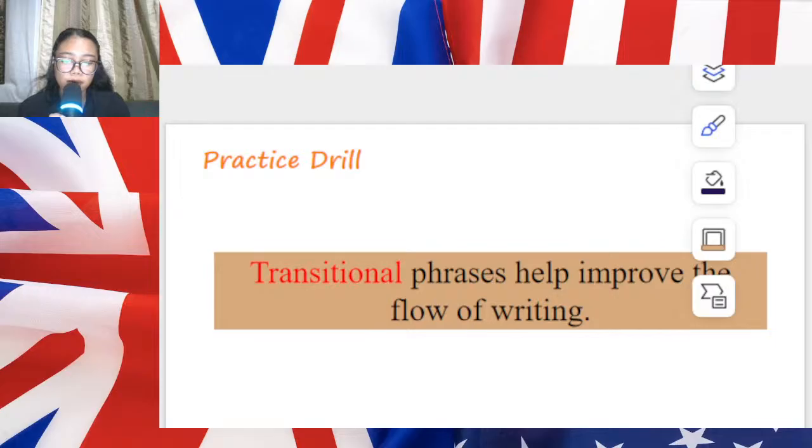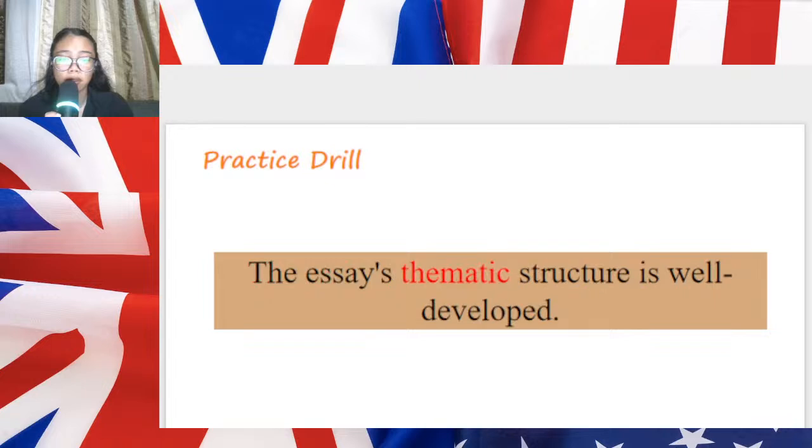Start with this first one. Transitional phrases help improve the flow of writing. The essay's thematic structure is well developed. Good cohesion. Good cohesion ensures clarity in academic writing.